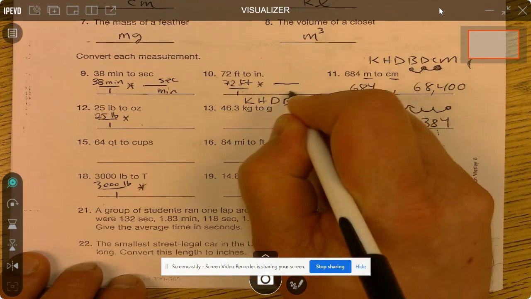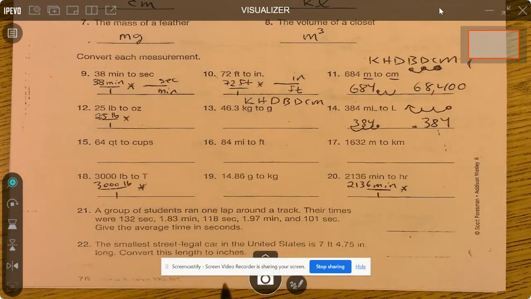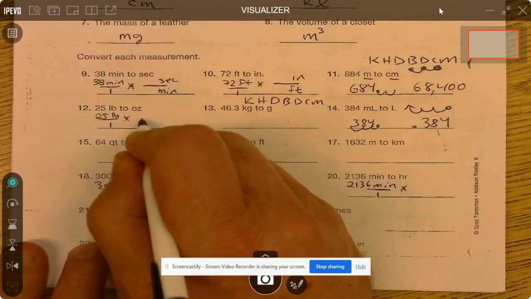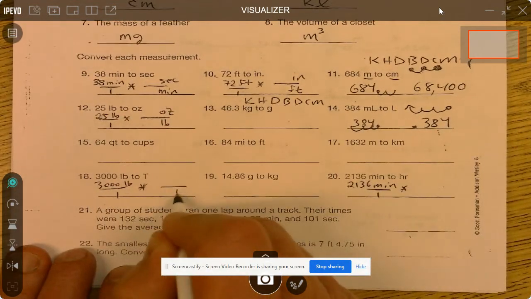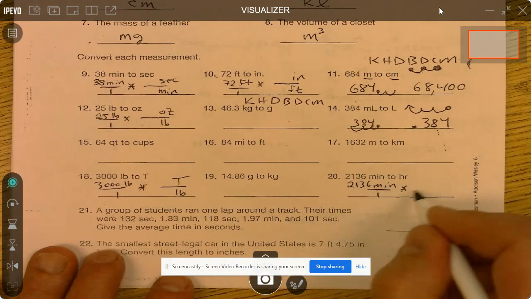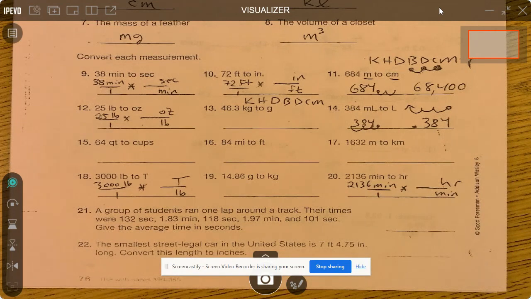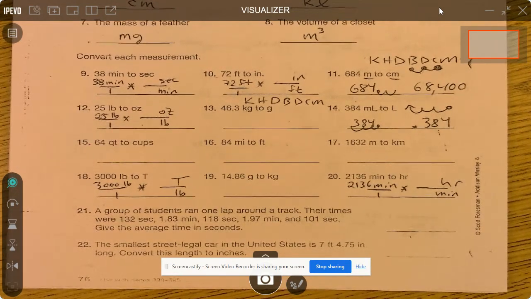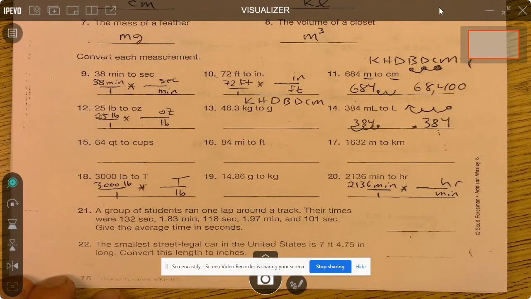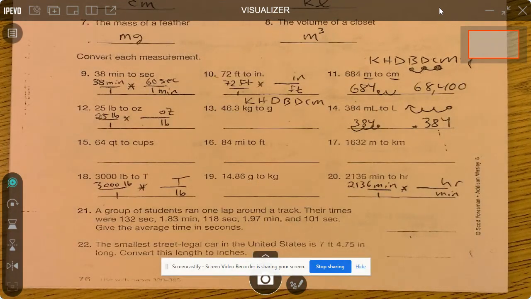If feet were on the top, feet need to go on the bottom, and feet have a relationship with inches. If pounds were on the top, pounds need to go on the bottom. If minutes were on the top, minutes need to go on the bottom. So I'm setting myself up there by getting the words in the right places, and the abbreviations. There are, in fact, 60 seconds in 1 minute.